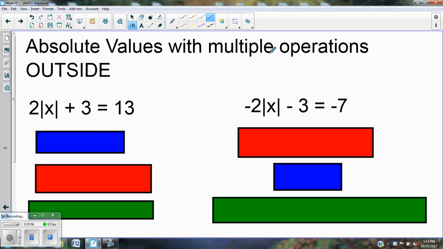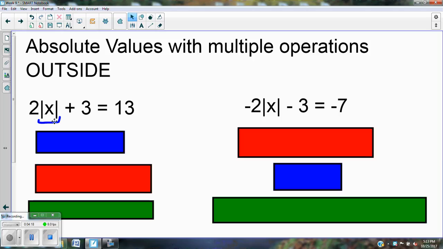Working with absolute values when there are multiple operations outside. Again, if we want to get this piece alone, notice there are a couple different operations here. We're timesing by 2 and then we're adding 3. So again, we just treat them like we would any other equation. We work backwards and get this piece all alone.